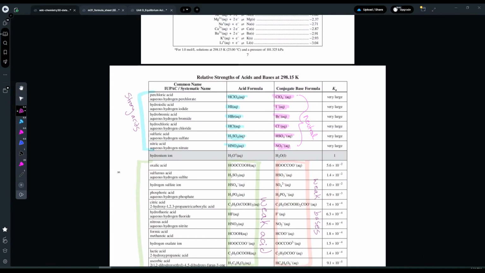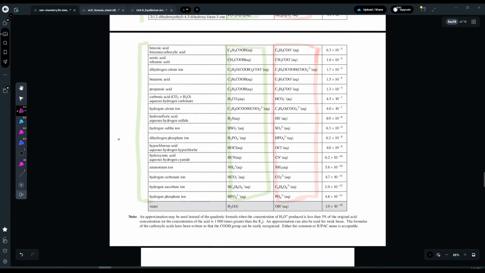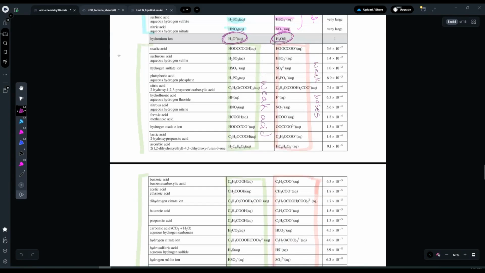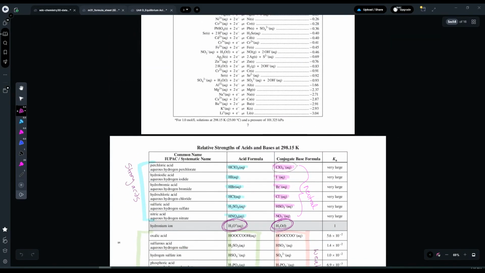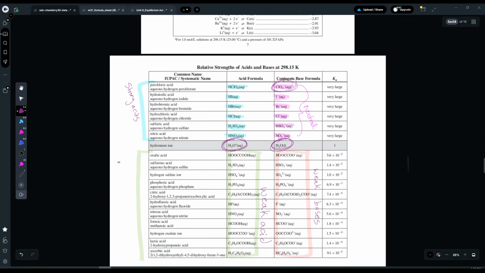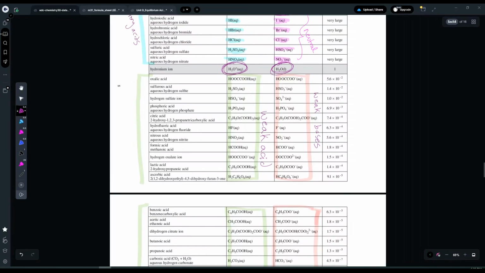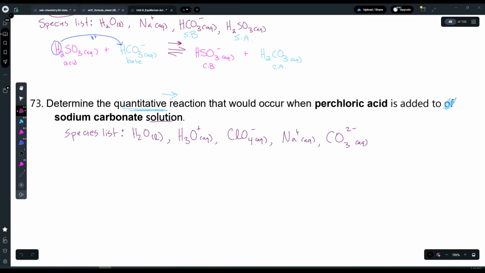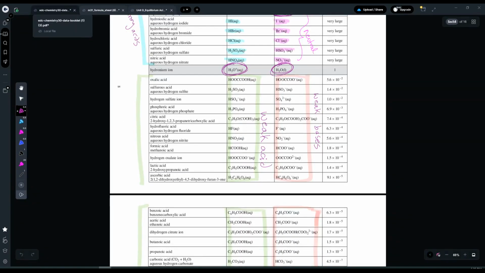Okay, so we've got hydronium. We also have water. I'm going to circle water down here as well. So what else do we got? We got hydronium and water, the chlorate ions. So let's circle those. So that's going to be right here. Sodium doesn't occur in this table, so we don't need to worry about it. And then the only other ion left was the carbonate ions, so let's find those.